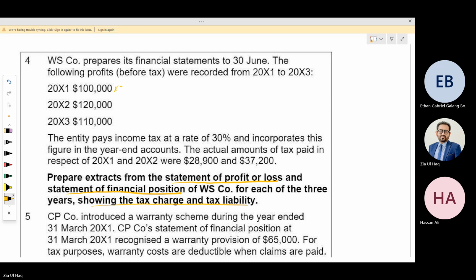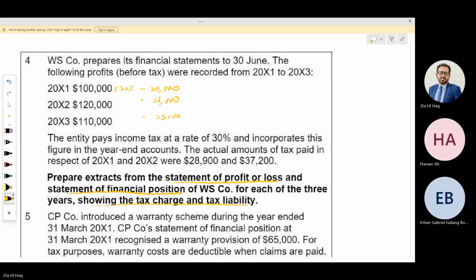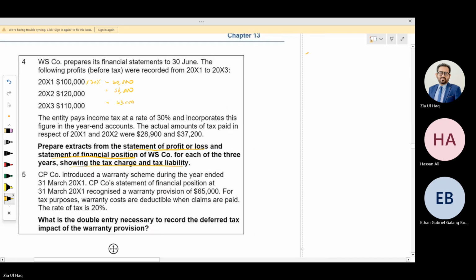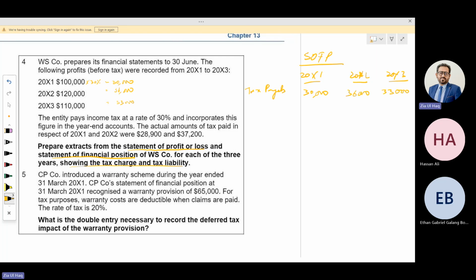If the tax rate is 30%, 30,000, 36,000, and 33,000. This means for the statement of financial position, the tax liability for 20x1, 20x2, 20x3 will be this. Statement of financial position 20x1, 20x2, 20x3: the figure for tax payable will be 30,000, 36,000, and 33,000.